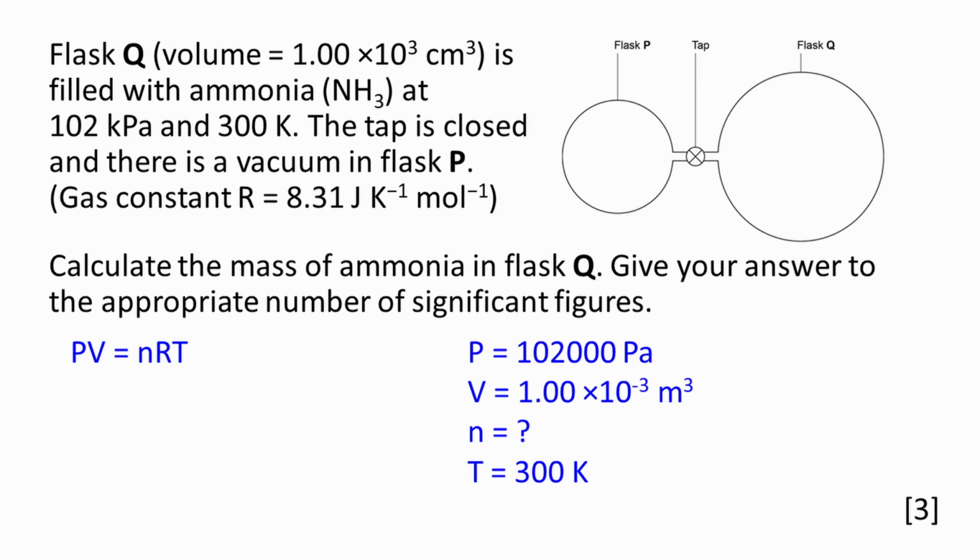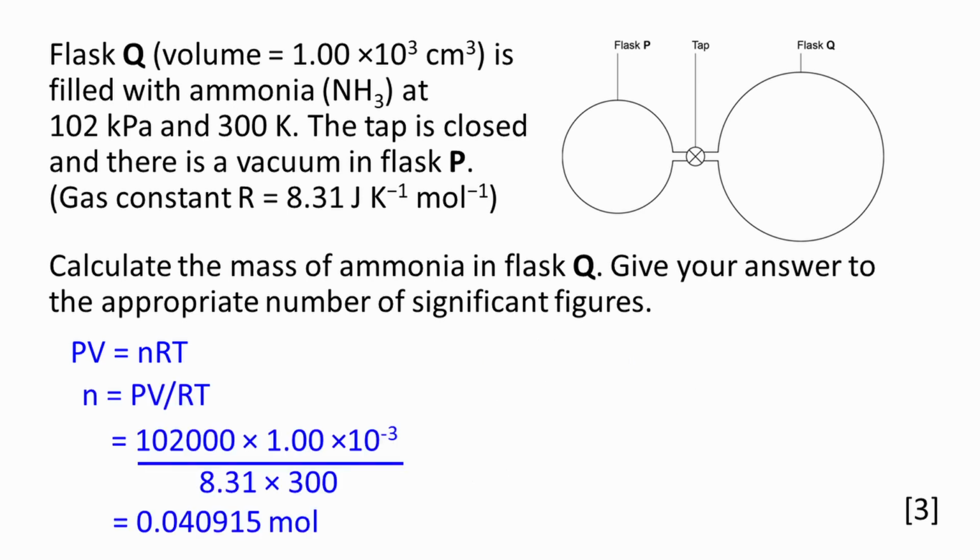Next, we have to rearrange the ideal gas equation to make amount of gas, n, the subject. n is equal to PV divided by RT. The amount of gas works out to be 0.040915 moles.